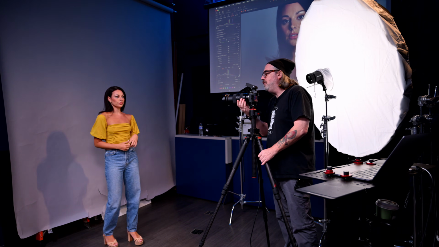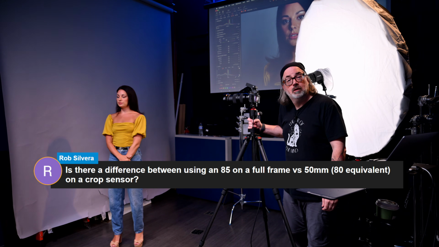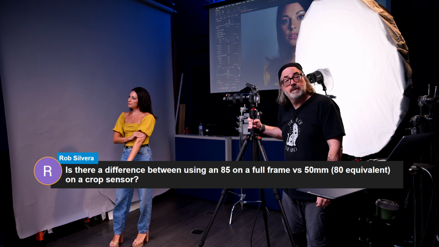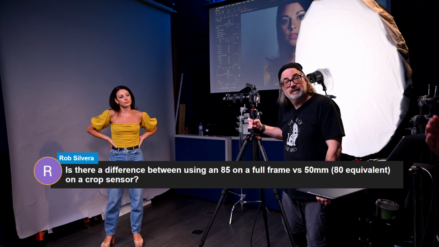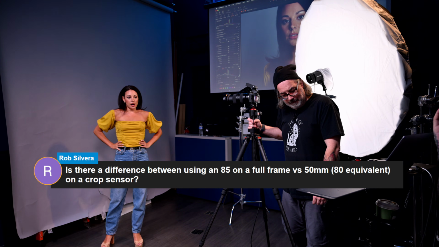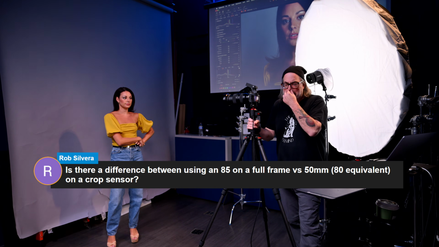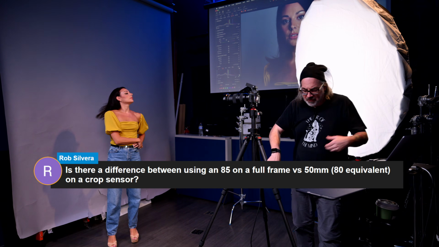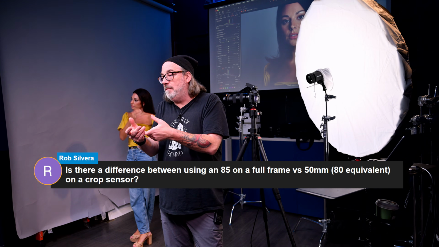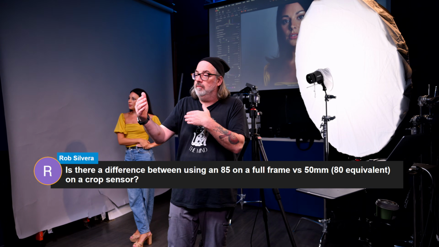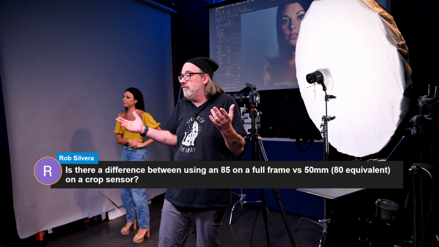Let's go to 135. Now 135, yeah, question. Rob in the chat is asking, is there a difference between using 85 on full frame versus 50, which is like an 80 equivalent on crop sensor? Before Dan answers, just remember equivalency just means field of view, not millimeter. It's a crop, literally a crop. So it's field of view. That's a really interesting question. Assuming that your 50 millimeter lens on your APS camera is framing up, you're standing at the same distance as you were with the 85 and you're getting the same frame, then it should basically be roughly the same.